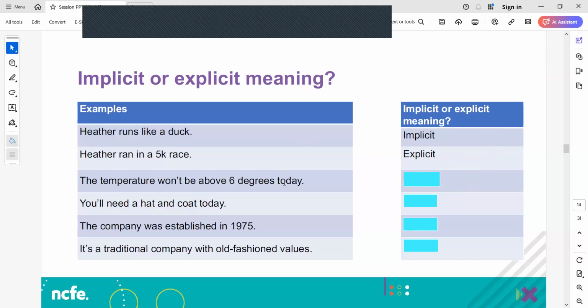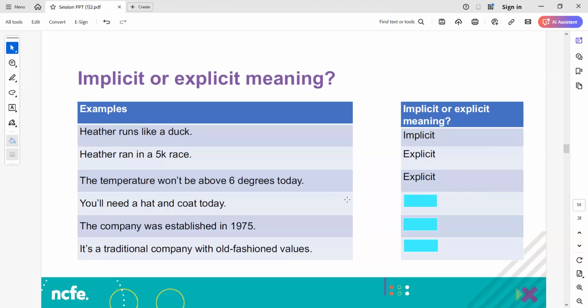Okay, the temperature won't be above 6 degrees today. Explicit. Good. So they've watched the weather forecast and they know what the temperature will be. You'll need a hat and coat today. So what is that person telling you about the weather? Why would you need a hat and coat?